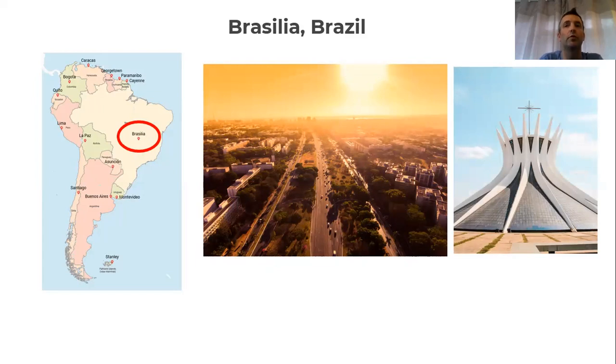There are also modern buildings like the one you can see on the right-hand side here, which is called the Cathedral Metropolitana, I think I've got that pronounced right, which is the main cathedral in the city of Brasilia. Now that's one example of some human features we can find in Brazil.